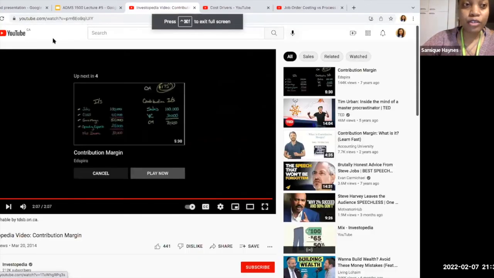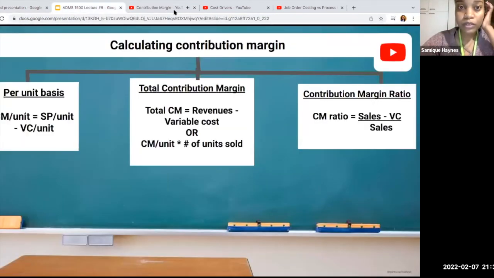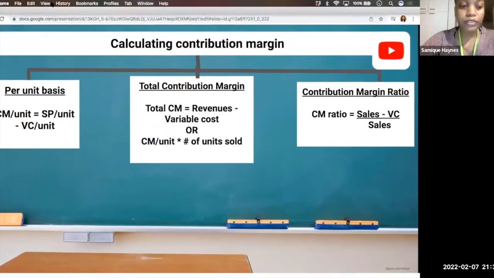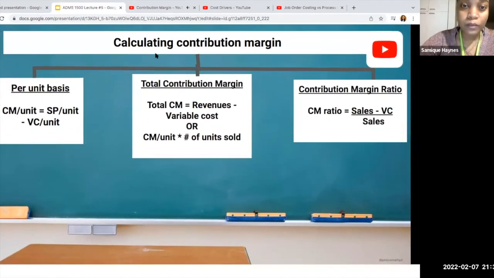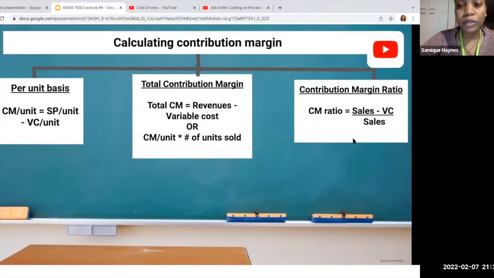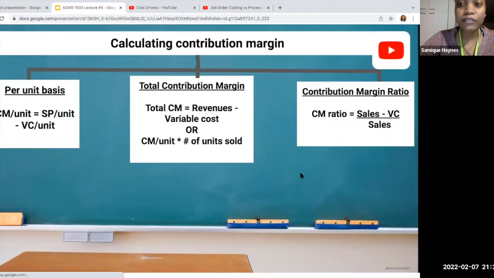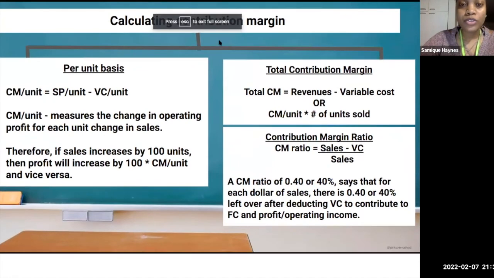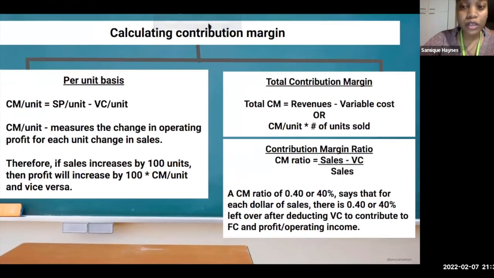All right, so that video just showed us different ways that we can use the contribution margin in order to make different accounting decisions. Okay, so we can use a contribution margin amount to make different decisions. Another thing that we use the contribution margin for is to come up with our break-even point, and we're going to get into that next.